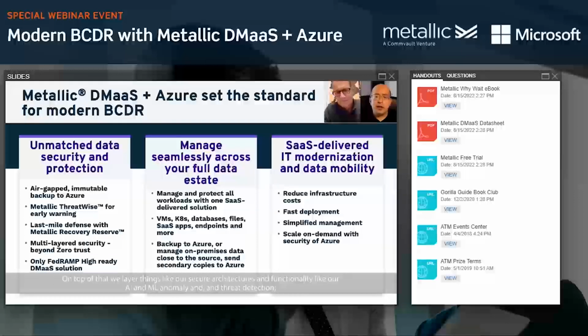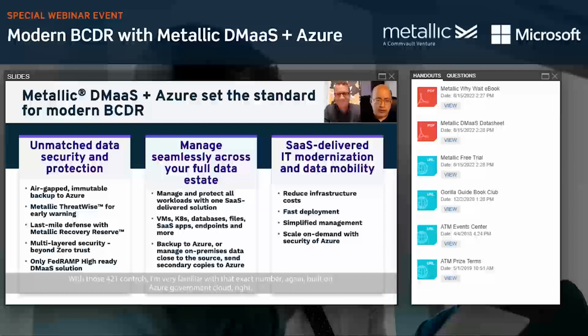On top of that, we layer things like our secure architectures and functionality like our AI and ML anomaly and threat detection, as well as Metallic ThreatWise, which we'll talk about a little bit later, for cyber deception and early warning, and things like our multi-layered security model that's built on zero trust. And I think the best validation of our approach to security is that we're the only FedRAMP High ready data management as a service solution with those 421 controls.